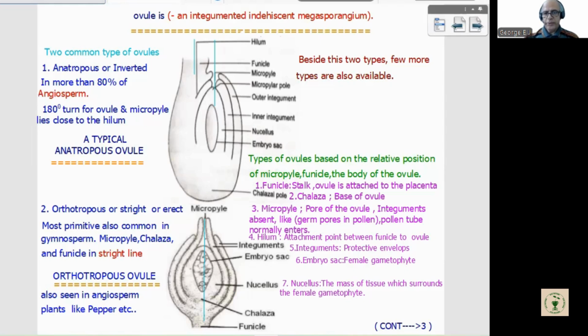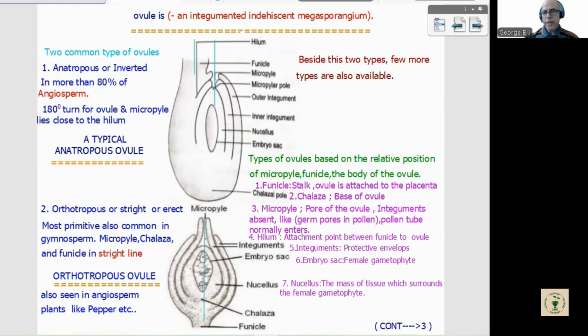And the second one, that is orthotropous or straight or erect ovule, is the most primitive. It is commonly seen among gymnosperms, but a few angiosperms also possess it, like pepper. And how does it become straight or erect? We can find the micropyle, chalaza, and funicle lie in a straight line. In the diagram, you can observe a blue-green line. In both cases, you can observe it.